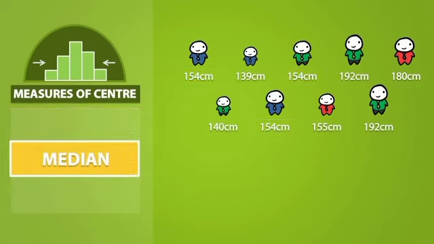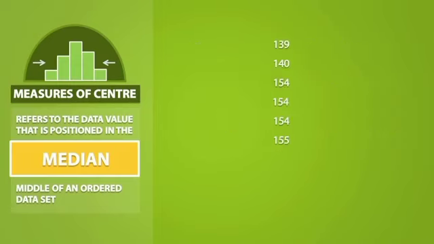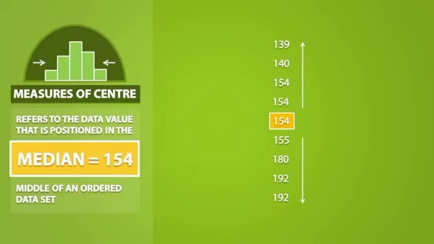Now the median refers to the data value that is positioned in the middle of an ordered dataset. Students often forget that to find the median, your data must be first put into order. We usually order the dataset from smallest to largest. We can clearly see that the number 154 is in the middle of the dataset because there are 4 data points above it and there are 4 data points below it. So the median of this dataset is equal to 154.